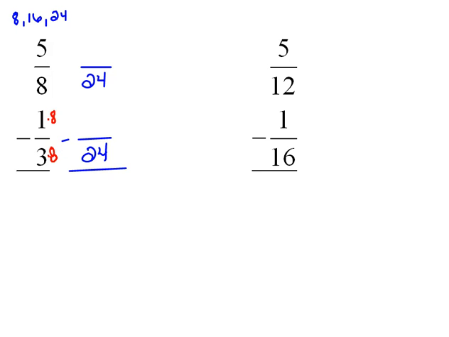So we have to do the same thing to the top. 1 times 8 would be 8. And for the top fraction, 8 times 3 would be 24. So 5 times 3 would be 15.